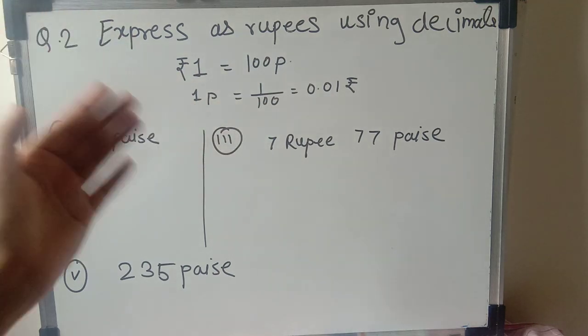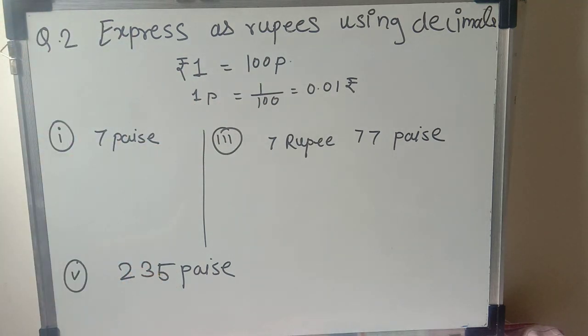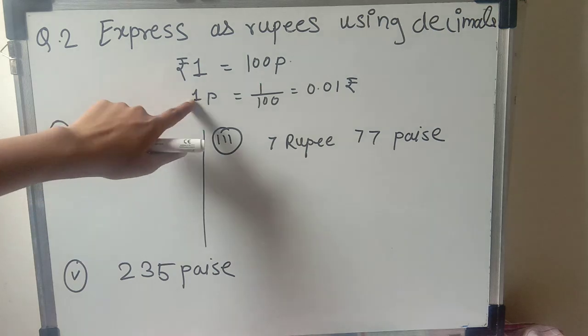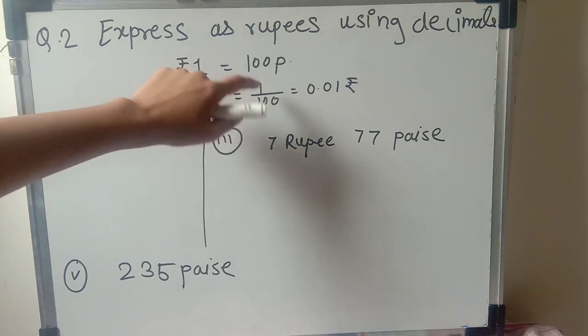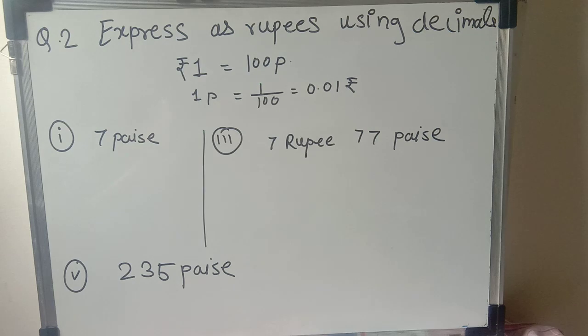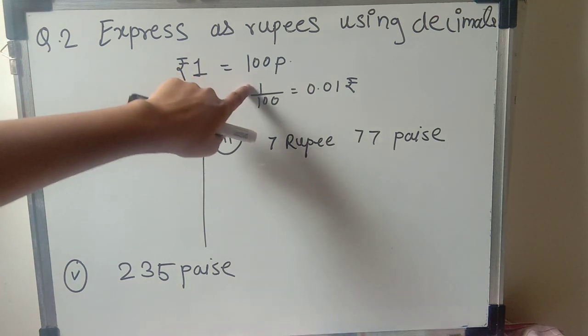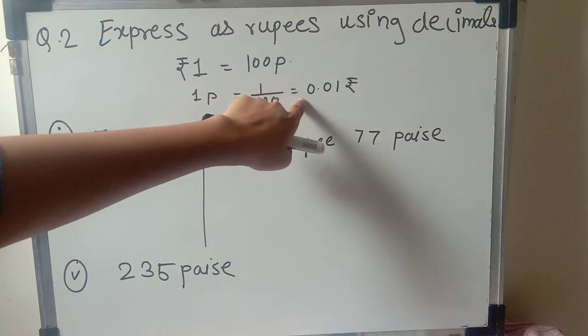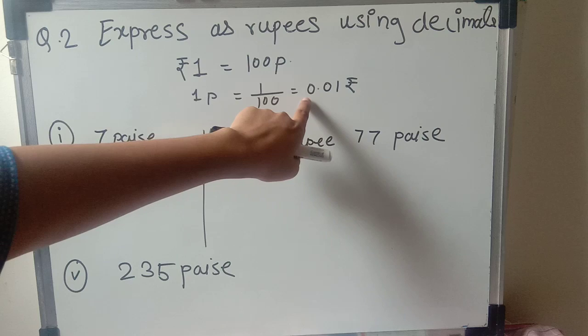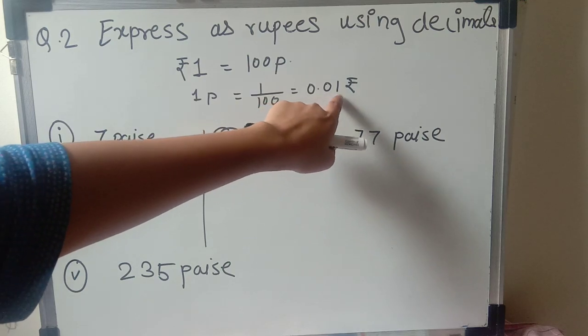1 paisa is equal to how many rupees? So what we have to do is that 1 paisa means it is one part of the 100, that is, the first part of the 100 paisa. So what we have to do is divide 1 with 100 and we will get the value of 1 paisa in rupees, that is 0.01.